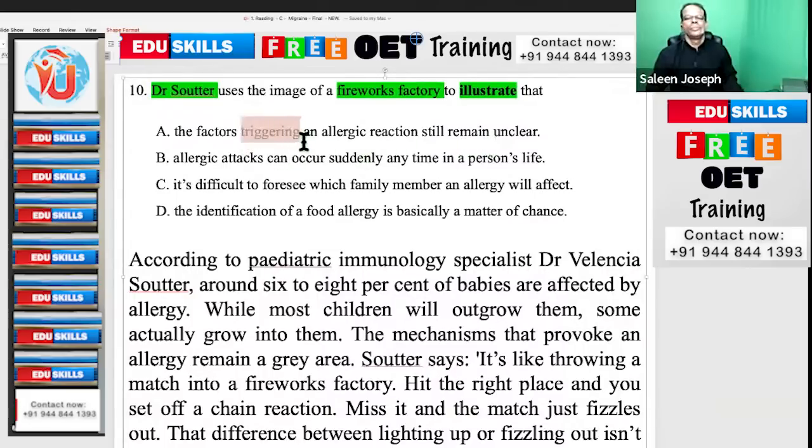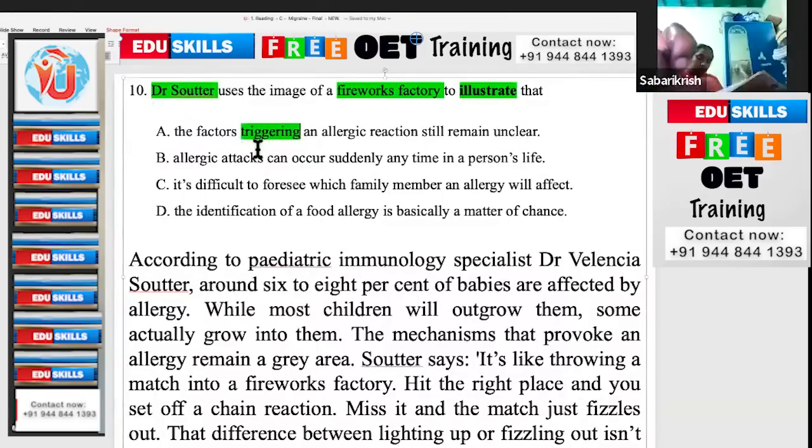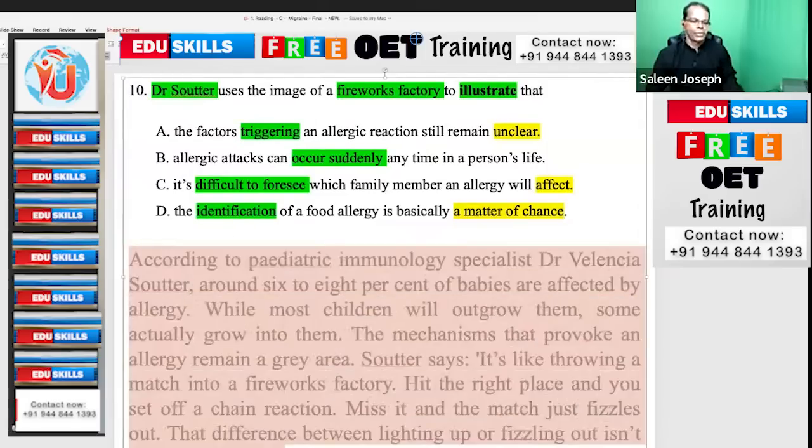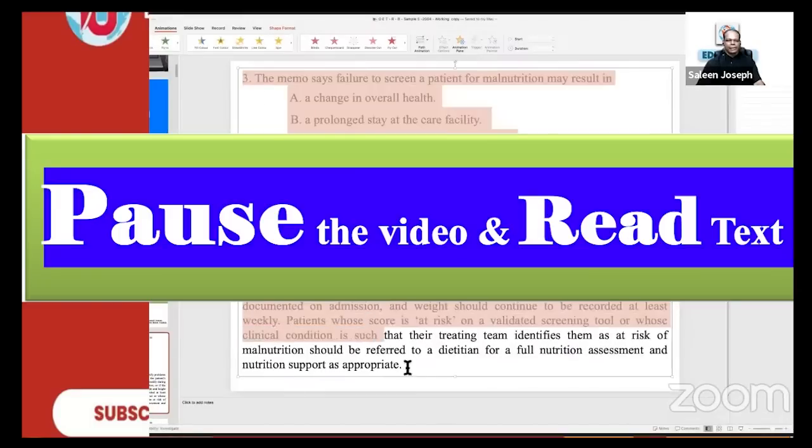Triggering factors, right? Then option B, allergic attacks can occur suddenly anytime in a person's life. Occur suddenly, right? Allergic attacks is a common concept. Okay. C, it's difficult to foresee which family member an allergy will affect. Difficult to foresee. Then option D, the identification of a food allergy is basically a matter of chance. Identification. Now, coming to the third, you read along from the screen. Let's look into this one. Read and follow, okay?